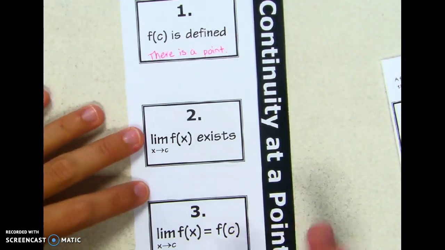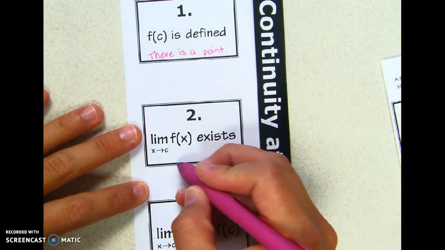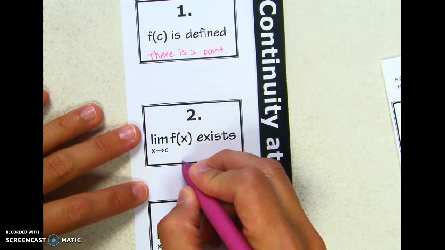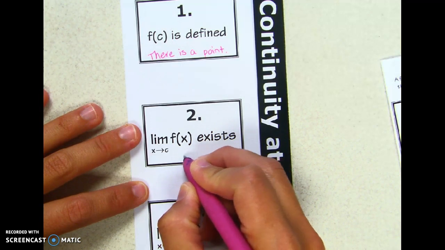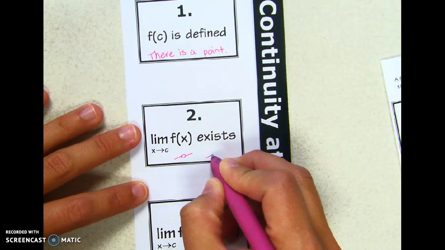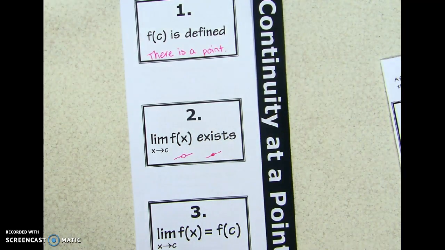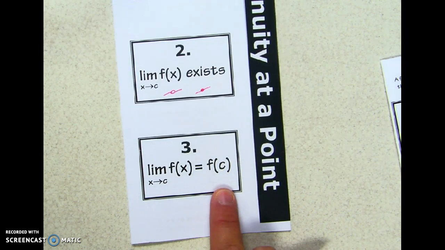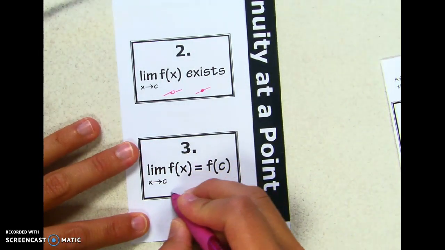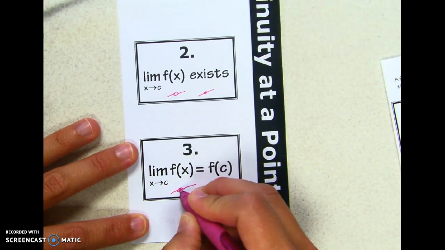Number 2, the limit exists. So that's what we've been talking about, the limit from the left equals the limit from the right. And so there's no break or asymptote. So that could be like that or like that. Okay, the limit from the left equals the limit from the right. Then the third condition is that the limit equals the point. So the point has to be in the hole.